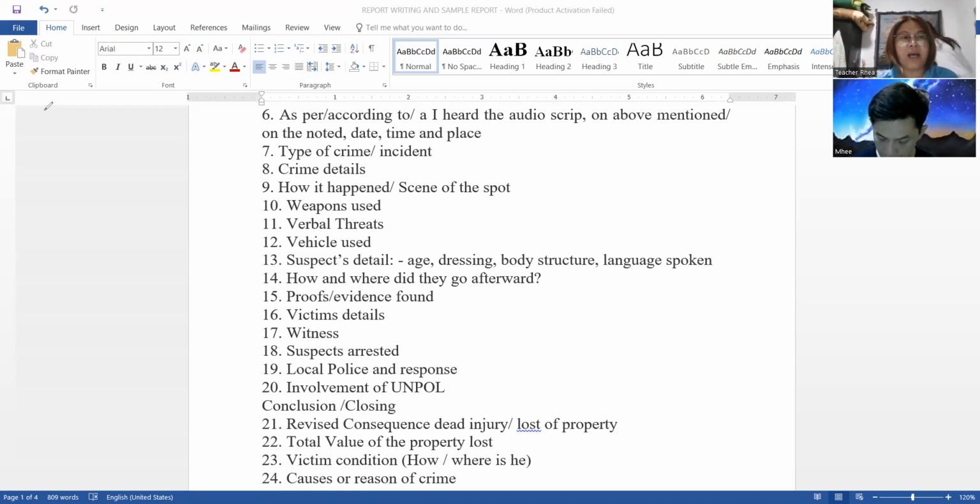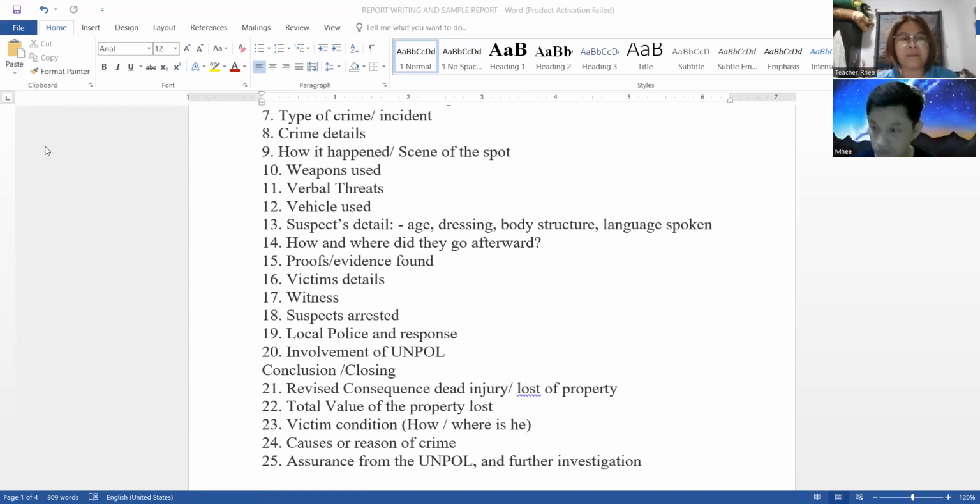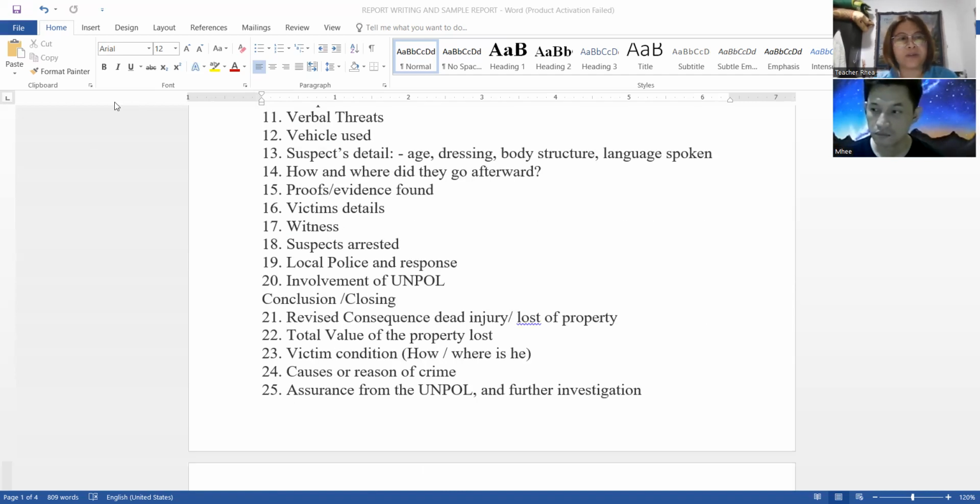Who responded to the crime, if the local police? And how the UN police were involved, the involvement of UNPOL in the crime. Then this could be your third paragraph, your conclusion. So you have to close your report, conclude.